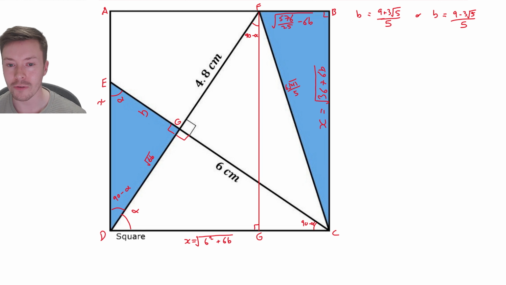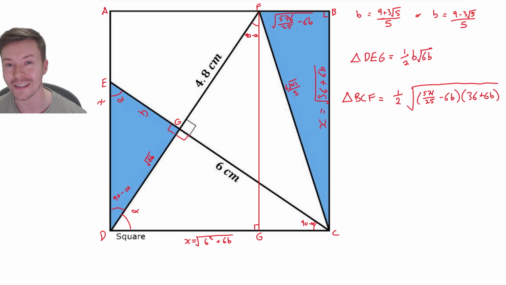So once we've got everything in terms of b, we've now got the full width of the square in terms of b, and we've got the areas of each triangle that we can work out in terms of b, we can start working things out. So the area of triangle DEG is a half of b times by root 6b. And then the formula for the area of the right hand side triangle, triangle BCF, is equal to a half of square root 576 over 25 minus 6b times by 36 plus 6b, all square rooted.